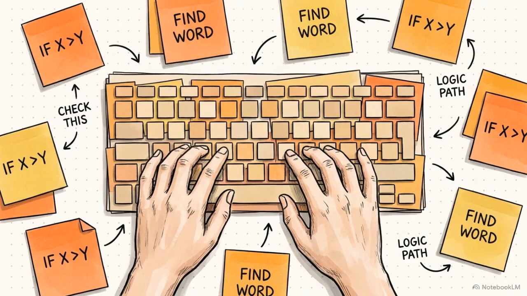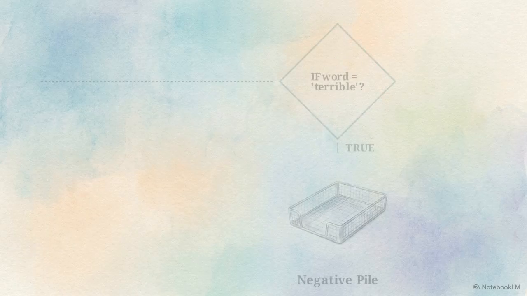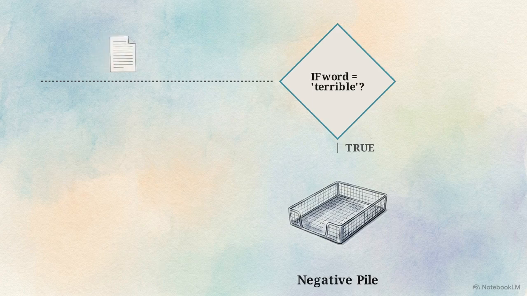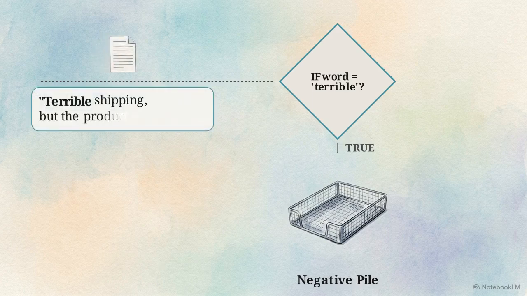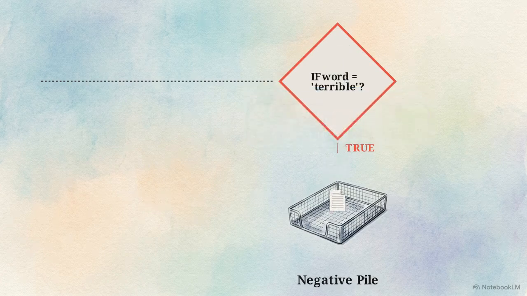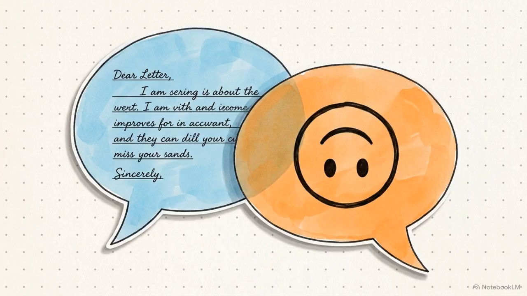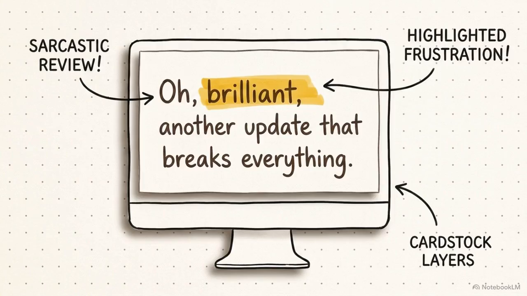In traditional programming, you have to write the rules yourself. You might tell the computer, scan every review, and if it contains the word terrible, put it in the negative bin. But watch what happens when a customer writes, terrible shipping, but the product itself is fine. The strict rule sees the word terrible and drops a perfectly happy product review straight into the negative pile. Human language is messy. It relies on context, sarcasm, and nuance.